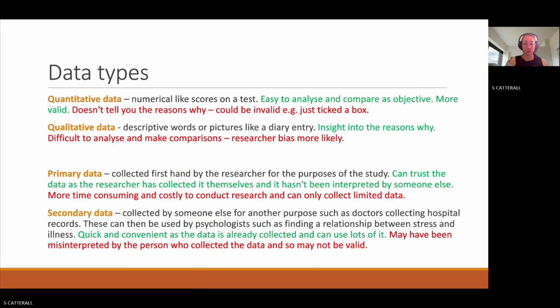And it hasn't been interpreted by somebody else. However, primary data is far more time consuming and costly because you're the one that has to go and conduct it if you're the researcher.